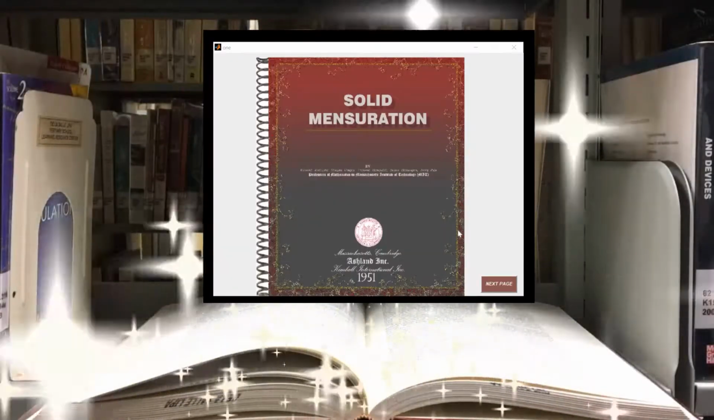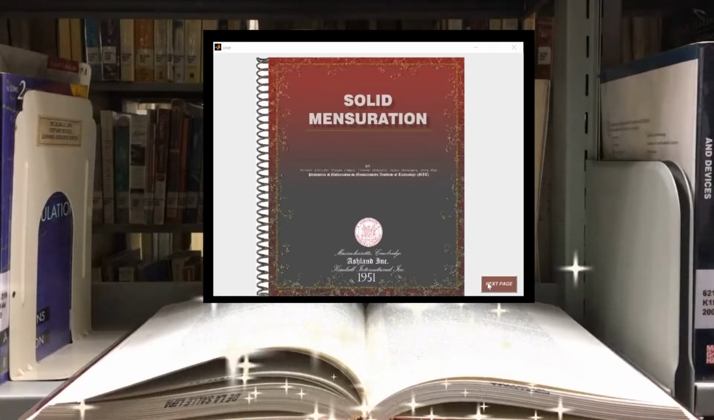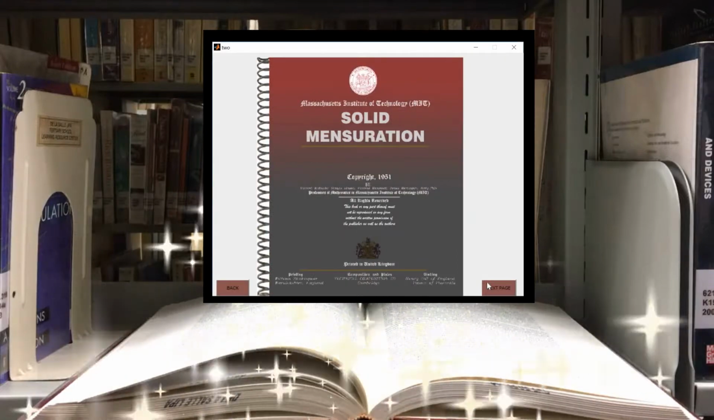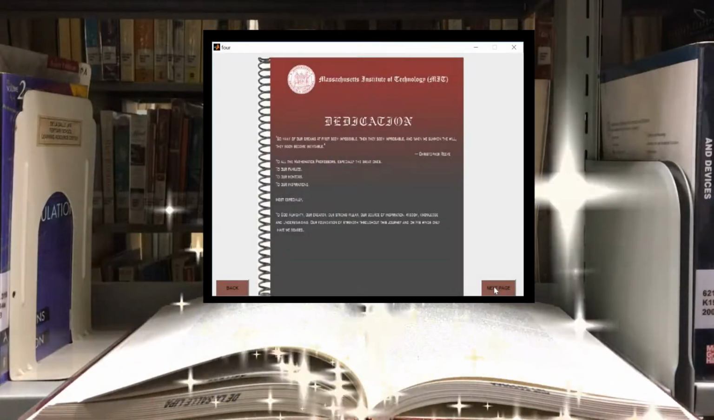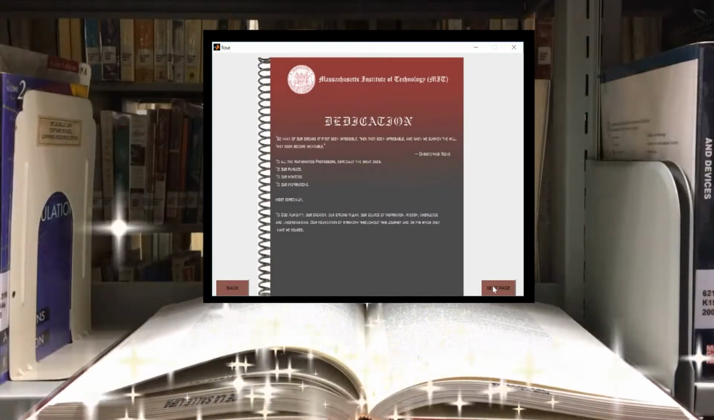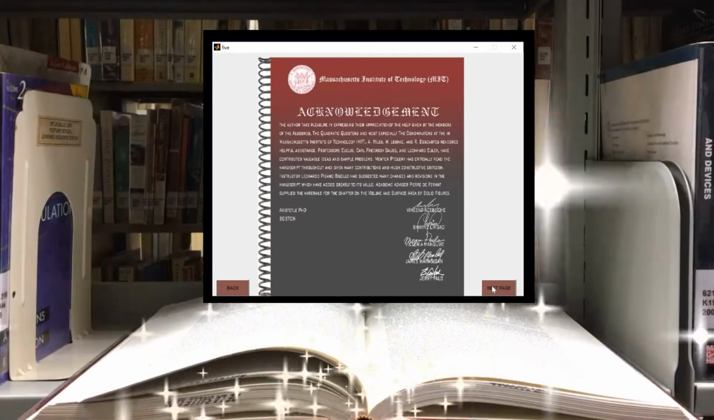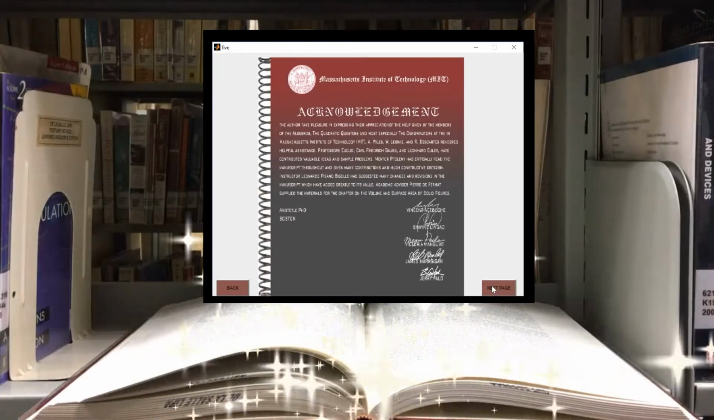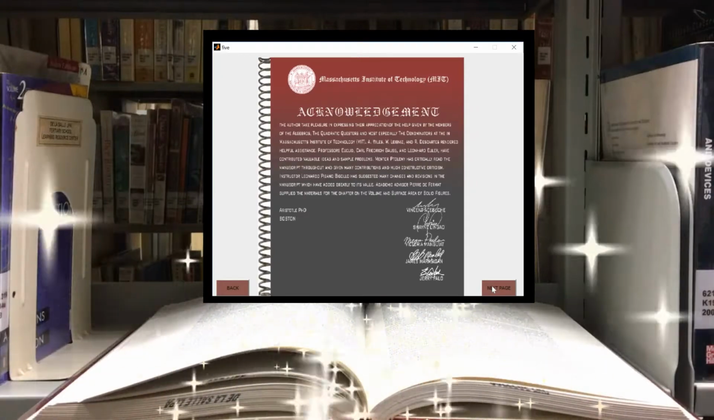Good morning. Solid Mensuration Book by Ashland Incorporated, 1951. This is the preface of the book. How about the dedication of the Massachusetts Institute of Technology? The acknowledgement by Mr. Vincent Asibuche, Shane Lingao, Victoria Mangiat, James Marasigan, and Mr. Jerry Palo.